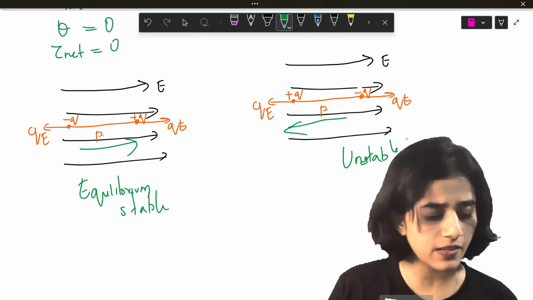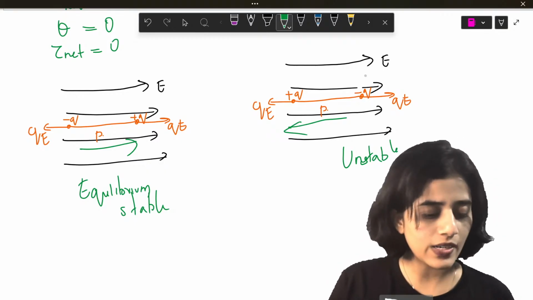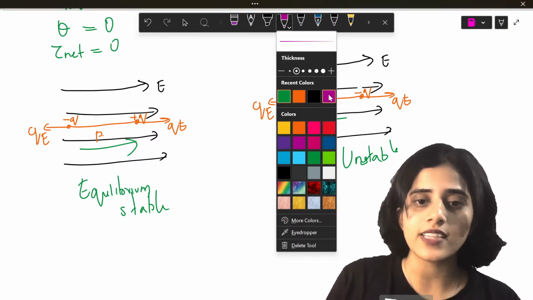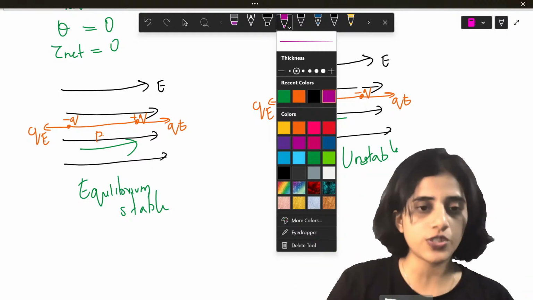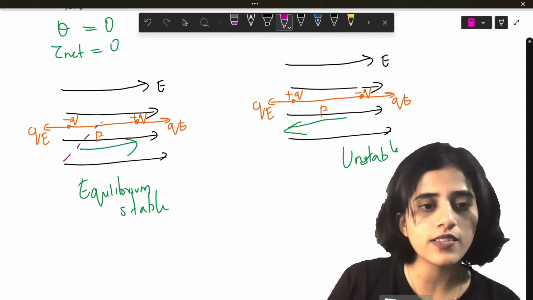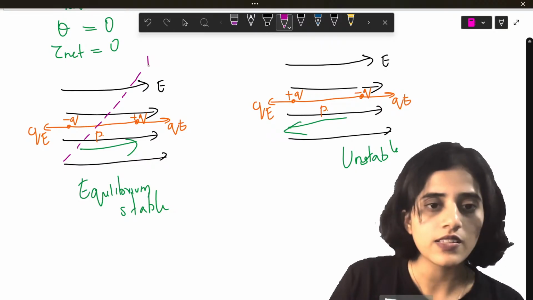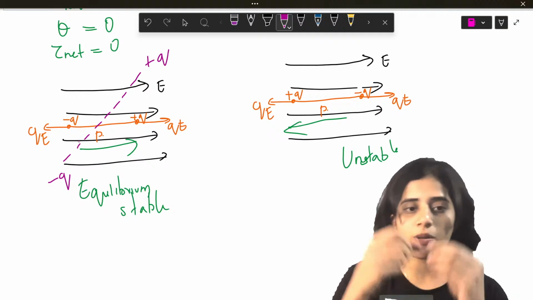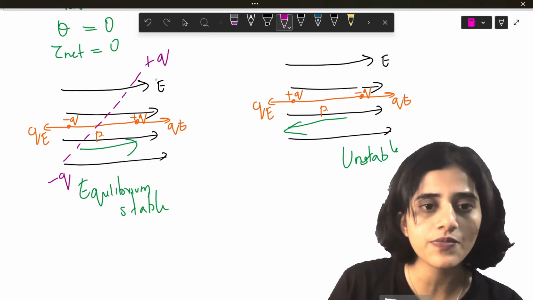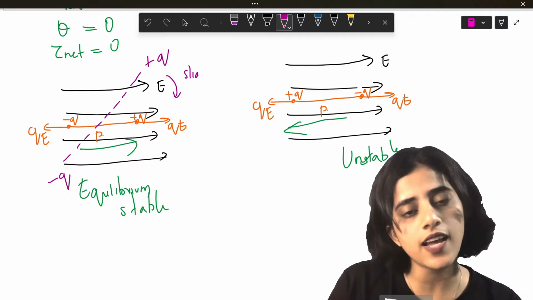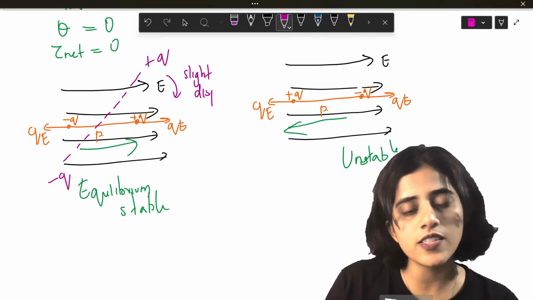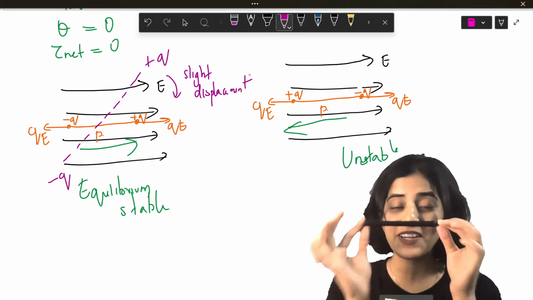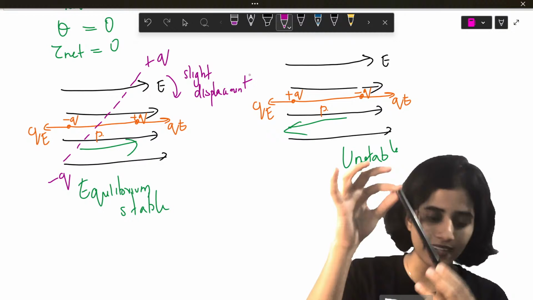Now, why do I say that? In both cases the torque is zero, but why do I say one is stable and the other is unstable? For that, let's look at an example. Imagine I move the dipole along this direction such that this is my plus q, this is my minus q. From here, I give it a slight displacement. So this is my dipole, and I slightly displace it like this.